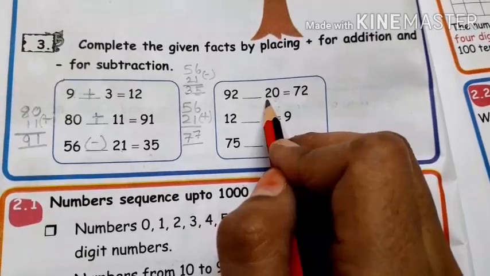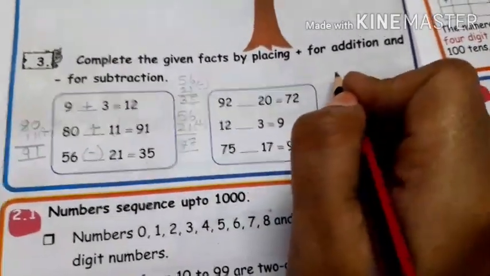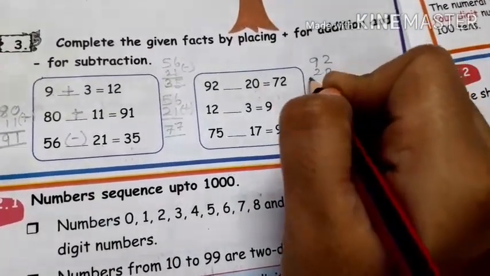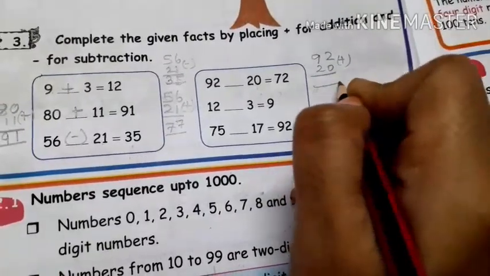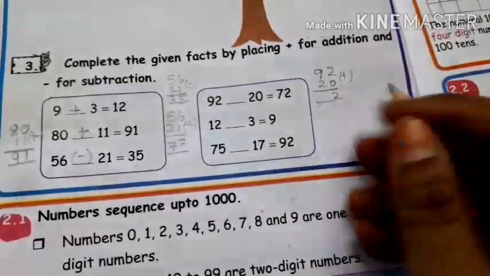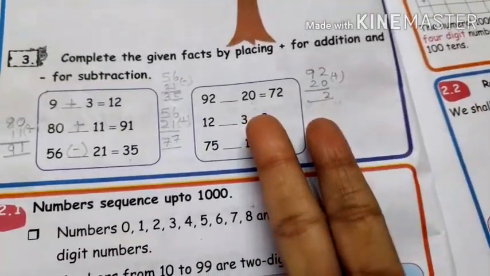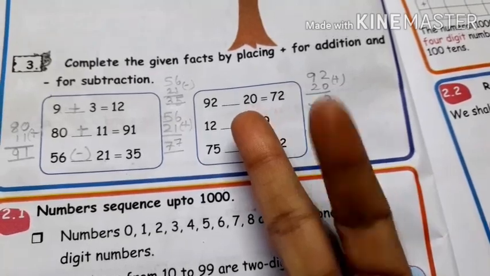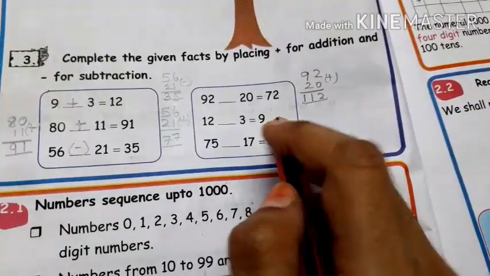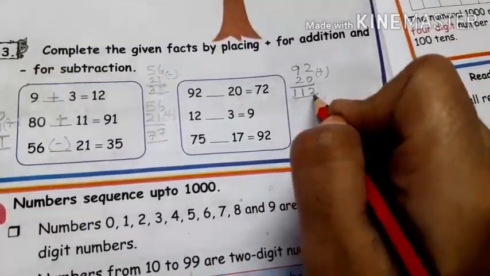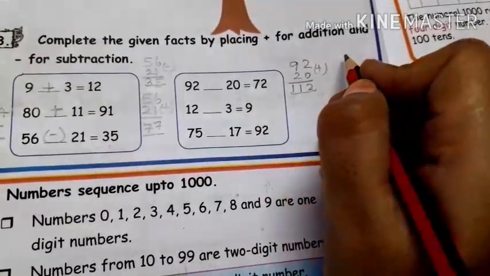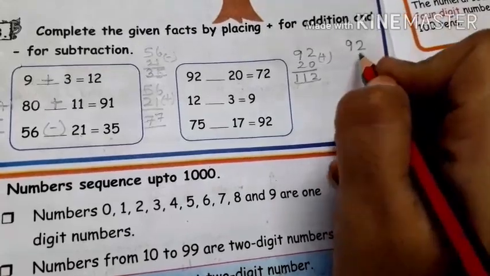Like that, 92, 20. What will come? So 92, 20. Add it. 0 plus 2, 2 plus 0, 2. 9 plus 2, 9 in the mind, 2 on the finger. After 9, 10, 11. So 112. Whether the answer is correct or wrong? Oh, wrong. Next we have to go to subtraction.